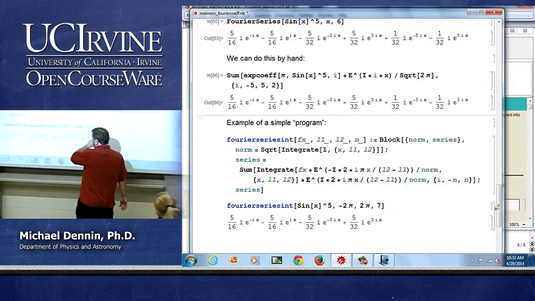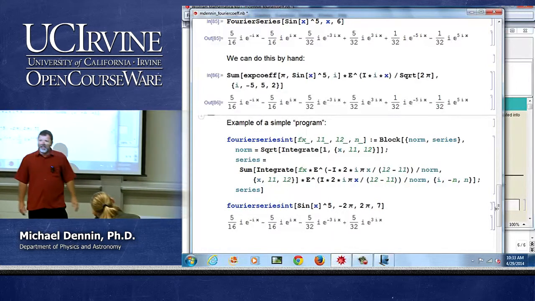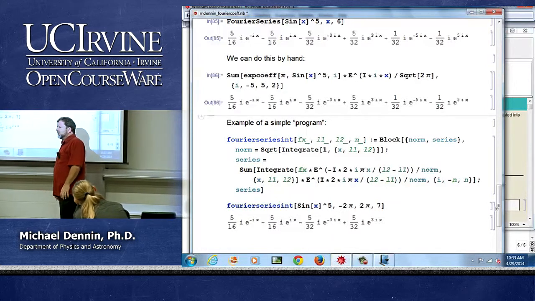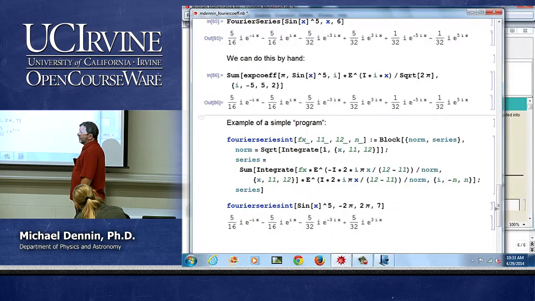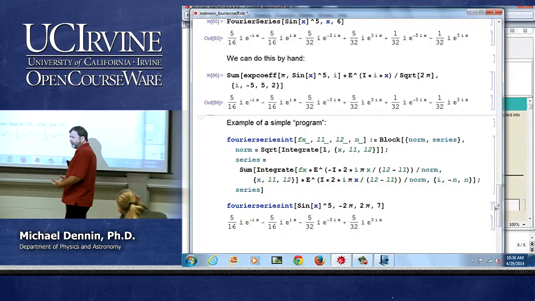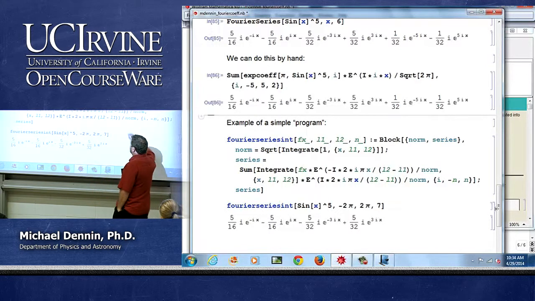Now, one thing I wanted to highlight real briefly, I kind of had to come up with one because I could actually do this probably in one line if I wanted to. But I wanted an excuse to make a function for you. Because as we do more complicated things, this is a useful thing. Now, writing functions is basically writing programs in Mathematica. The main tool is the concept of a block.